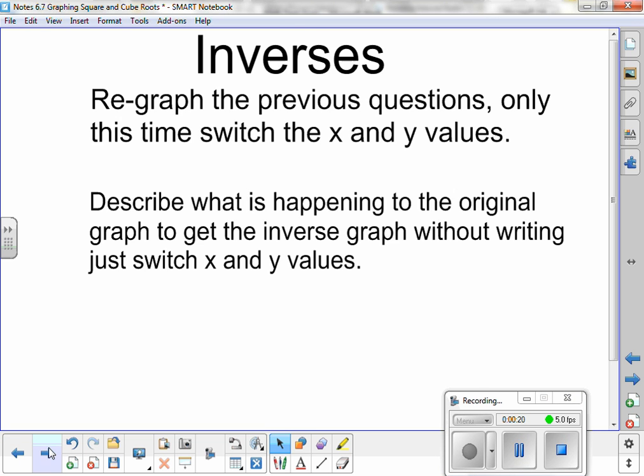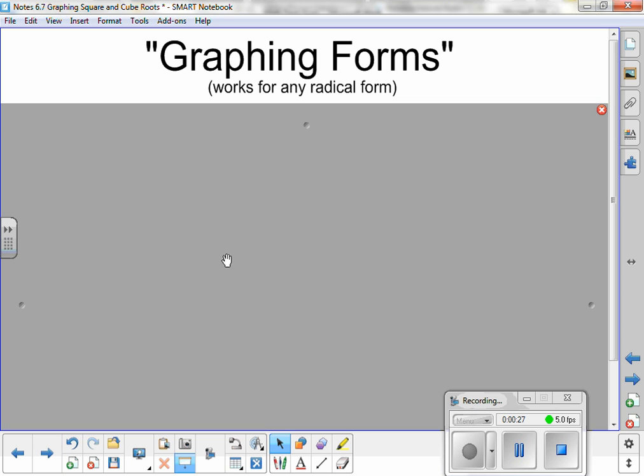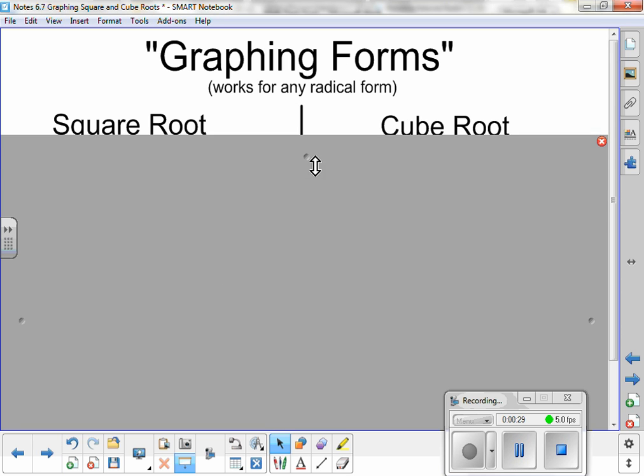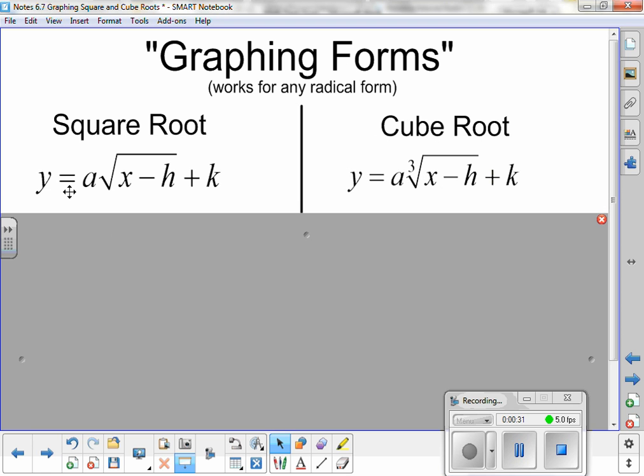cubed. The ones that we're doing today are basically the cube root and square roots, which are the inverses of those two types of graphs. We went over what inverses actually means. Now these are the graphing forms of the two. Square root: y equals a square root of x minus h plus k. Cube root: y equals a cube root of x minus h plus k. Just like we went over in class, the h and k is your shift.